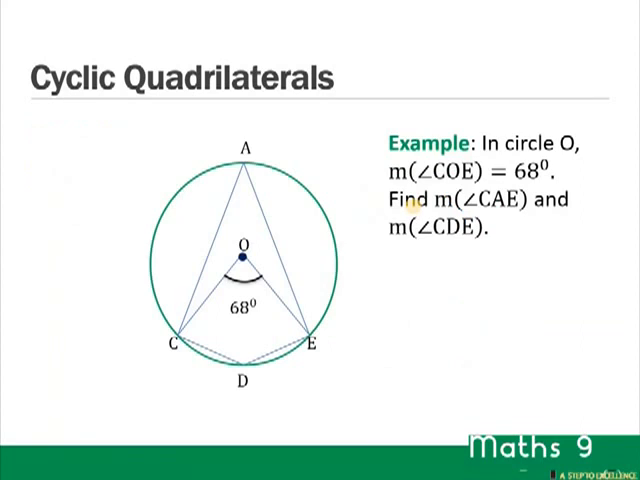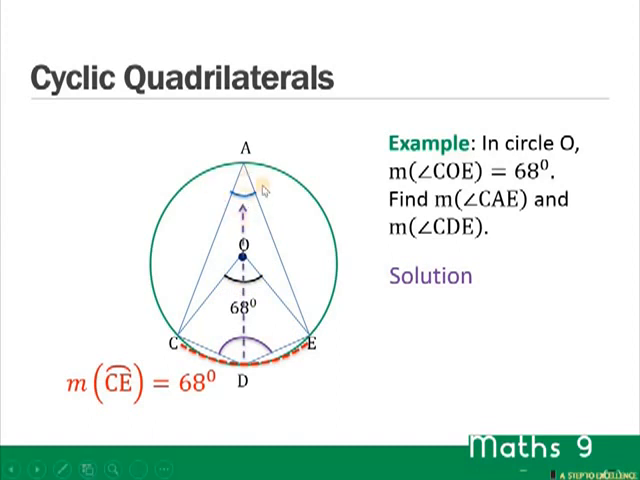Example. In circle O, the measure of the angle COE is 68 degrees. Find the measure of the angle CAE and the measure of the angle CDE. So we want to find these two angles here. First of all, let's draw in this arc here. The measure of this arc is equal to the angle at the centre, so it's 68 degrees.